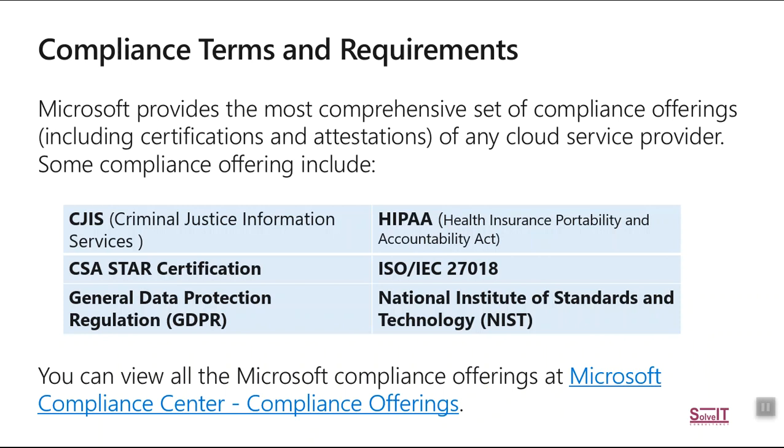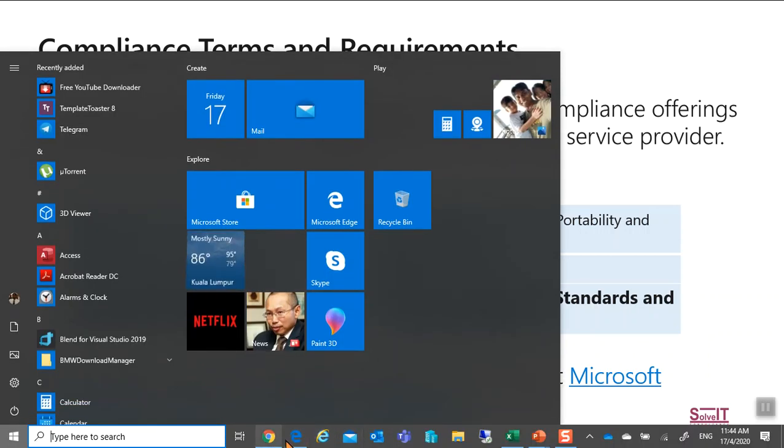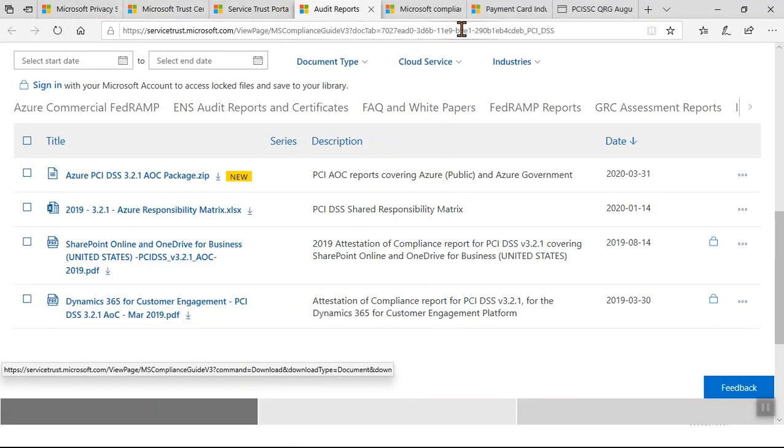Then what you next need to do is to contact these regulators, and then get them to assess your environment and then receive the certification to say that you are in fact compliant, right? So I'm going to go to the Microsoft Compliance Center to kind of show you some of the compliance offerings that we have, right?